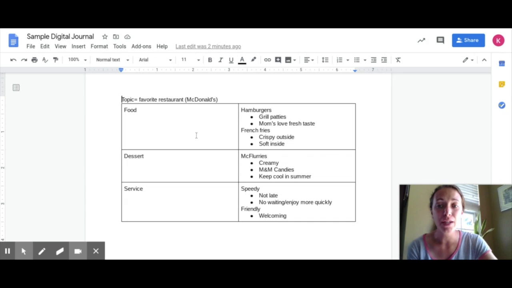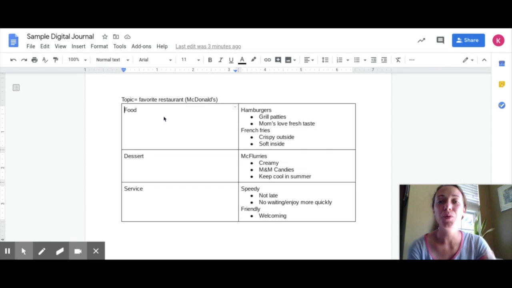So if I'm looking at my plan here that I have for McDonald's, I have our 3 big ideas here: food, dessert, and service. And then remember, on the right side, we have all of our details. We do not put transition words with our details. We only put transition words to start off our big ideas. So if we don't start our essay with a transition word, where does my first transition word go? If you said my first transition word should go before my first big idea, you would be correct.